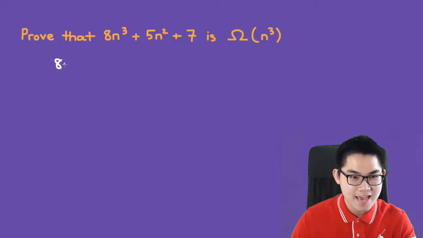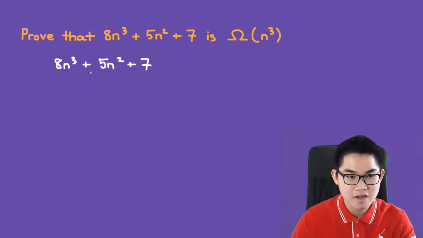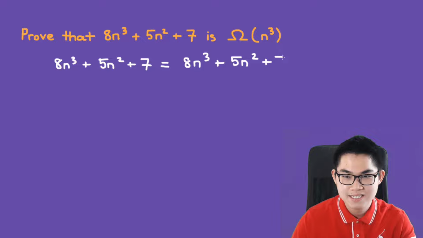So we have 8n to the power of 3 plus 5n squared plus 7. And we'll start off with this being equal to itself, and you'll see why I do this in a second. So 8n to the power of 3 plus 5n squared plus 7. Now the next step is I'm actually going to erase the equal sign and also erase this number 7.